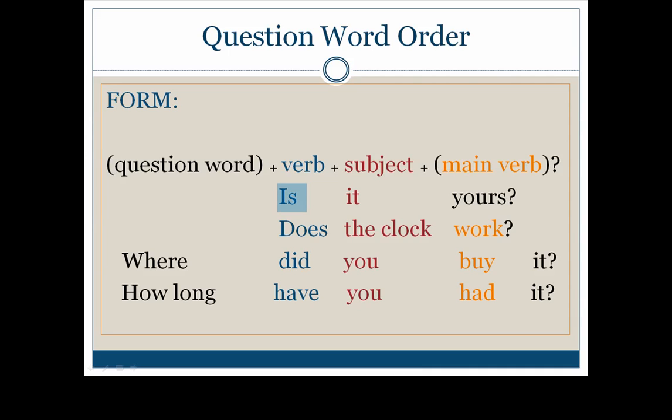If we have a form of be, that verb can stand alone. We do not need to add another helping verb. Look at the first question. It already has a form of be, so no other helping verb is needed. Is it yours? Let's read the other three models. Does the clock work? Where did you buy it? How long have you had it?